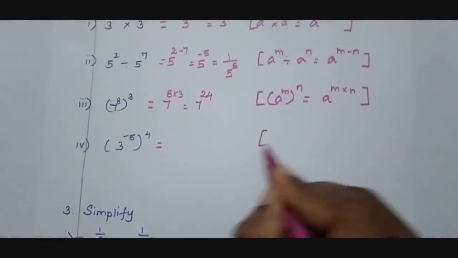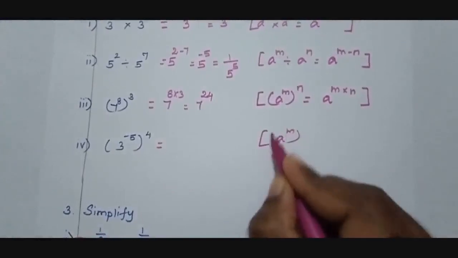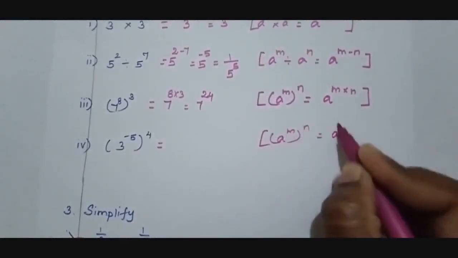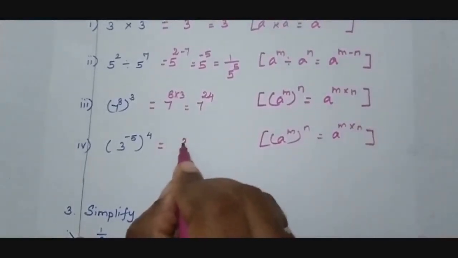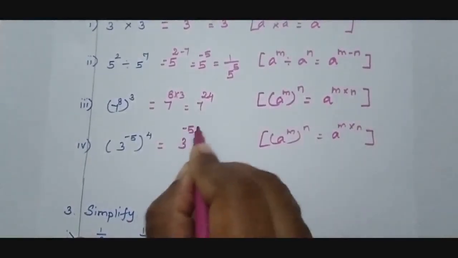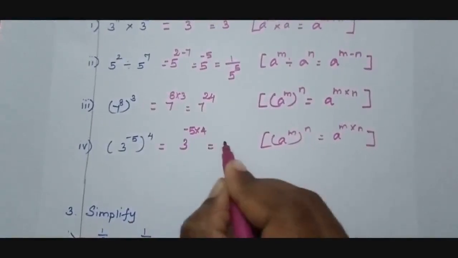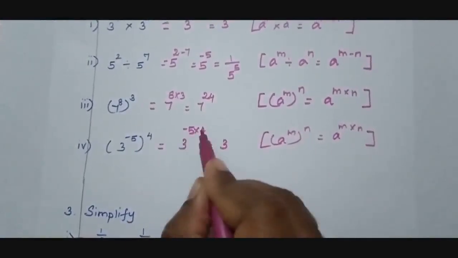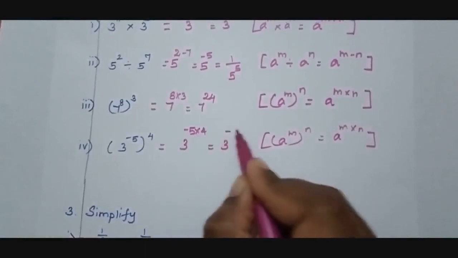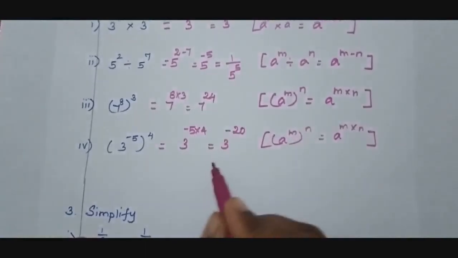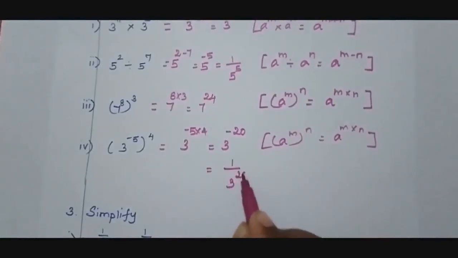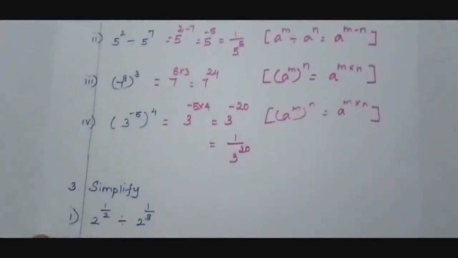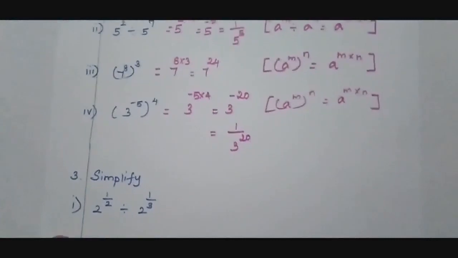This is also based on the rule a power m the whole power n is equal to a power m into n. 3 power minus 5 into 4. Minus into plus is minus, 5 4s are 20. Or you can write this one as 1 divided by 3 power plus 20. Is it clear, children? Yes.